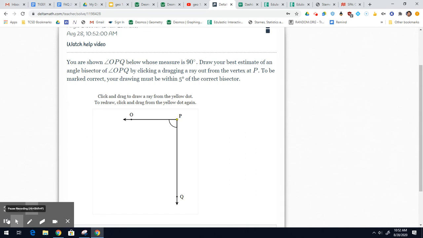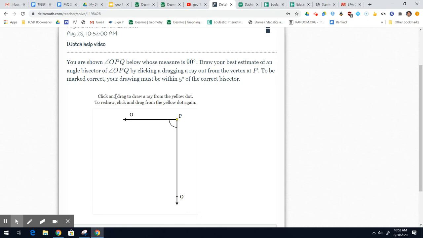All right, so this is an angle bisector question. It says you are shown angle OPQ, and its measure is 90 degrees. Oh man, we got a 90-degree angle. Good for us. Draw your best estimate of an angle bisector of angle OPQ by clicking and dragging a ray out from the vertex P. To be marked correct, your drawing must be within 5 degrees of the correct bisector.